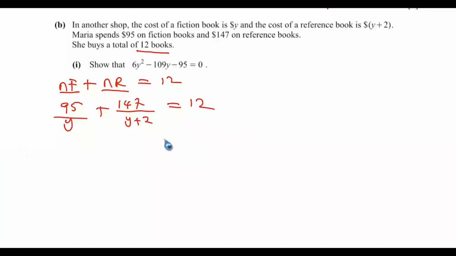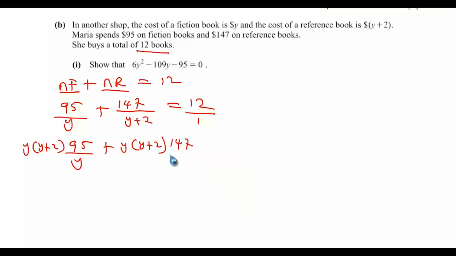Now we need to linearize. So by multiplying through by the product of y and y plus 2, this one is the same thing as over 1. So I will say y into y plus 2, then multiply by 95 over y. You have 95 over y. So this is how to linearize, plus y into y plus 2, then multiply by 147 over y plus 2, then equals to y into y plus 2 multiplied by 12.